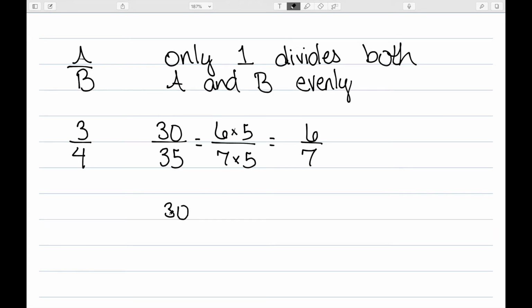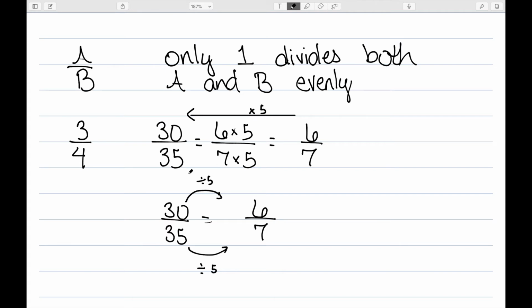A lot of times when we do this, one way to abbreviate it is we draw these little arrows and write divided by 5 on both the top and the bottom. 30 divided by 5 is 6, and 35 divided by 5 is 7. To go from 6 over 7 to 30 over 35, we multiplied by 5. So to go backwards, from 30 over 35 to 6 over 7, we need to divide by 5.